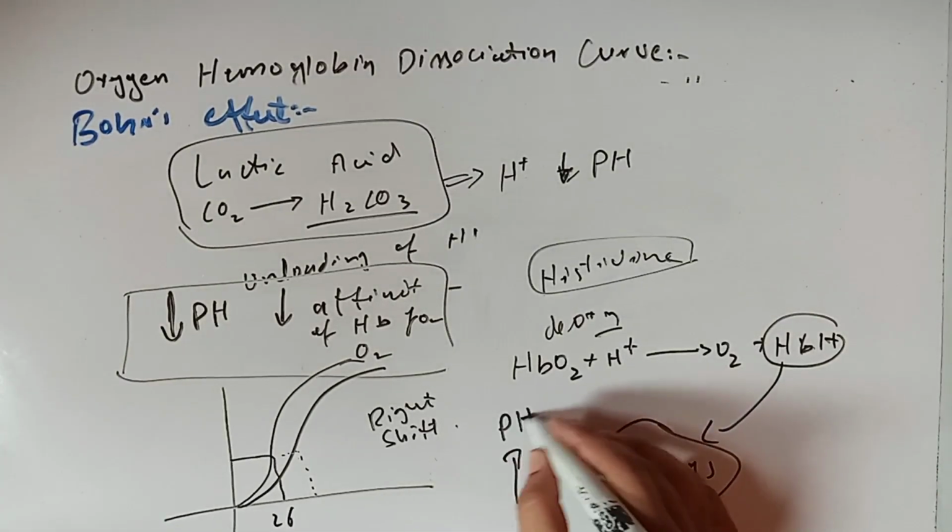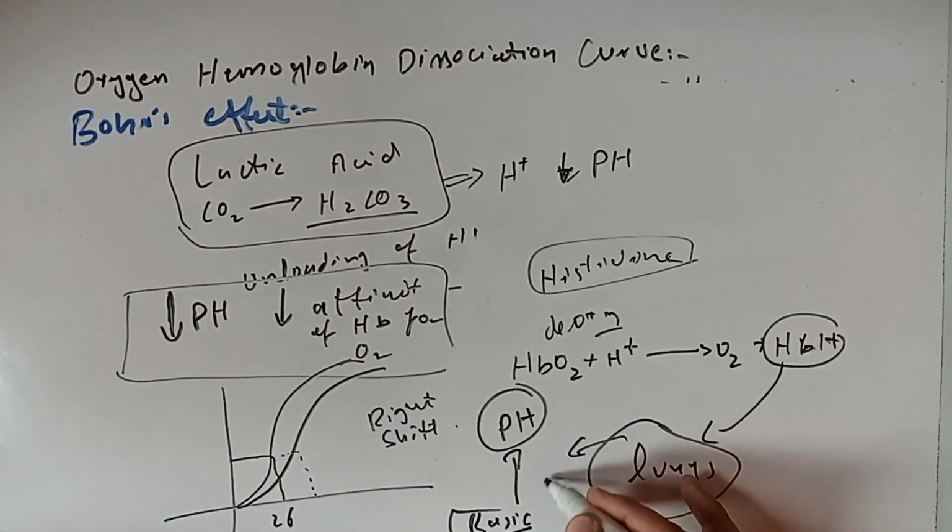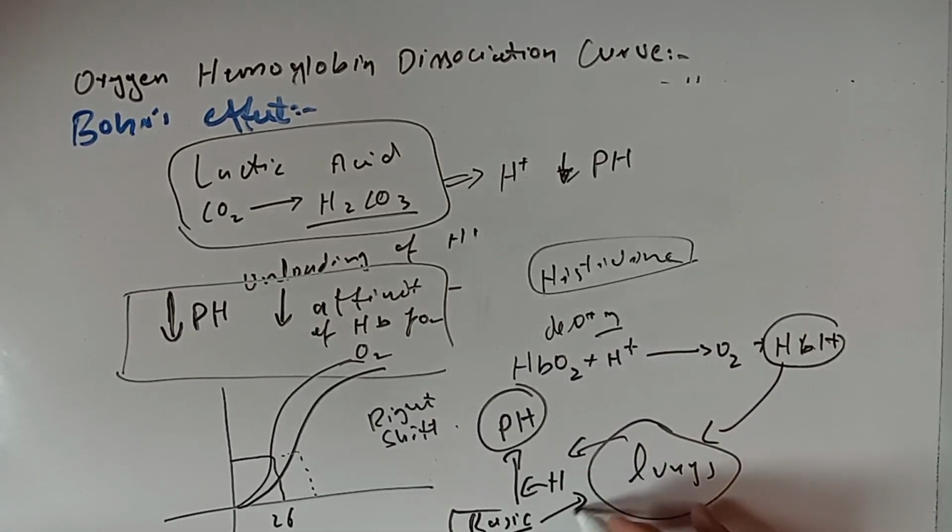And this high pH, what does it cause? High pH means there is a basic environment. So this basic environment causes the release of hydrogen from hemoglobin, and oxygen binds to the hemoglobin. So what do we know? Let's summarize the Bohr effect.